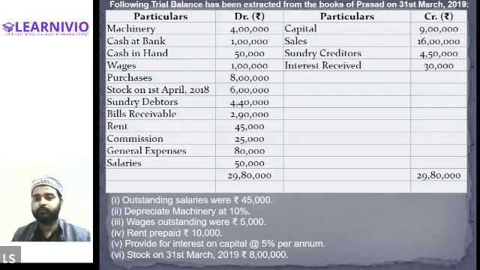Next we have is purchases. I don't think there is any adjustment entry regarding purchases given in the question, and neither is there any purchase return given in the question. Because there is only purchases given in the question, we can directly write it in the trading account on the debit side. So please record it in the debit side of the trading account. Purchases 8 lakh.